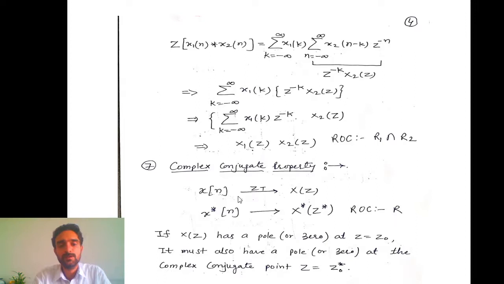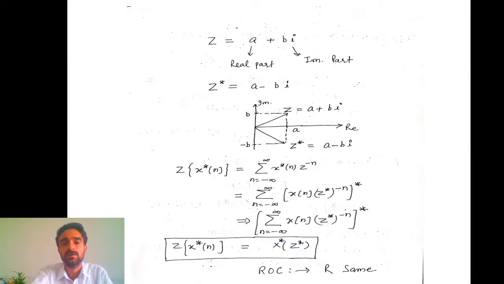So if the z transform of x of n is X of z, then the z transform of x conjugate of n is equal to X conjugate of z conjugate. ROC will be the same. Okay, if X of z has a pole at z equal to z0, it must also have a pole at the complex conjugate point z equal to z0 conjugate. And we can see the same thing in this example.